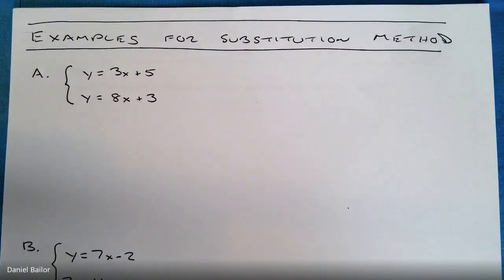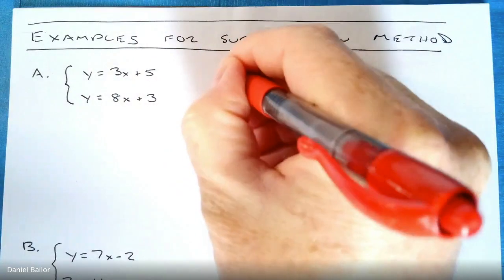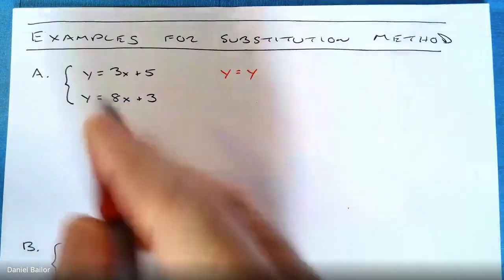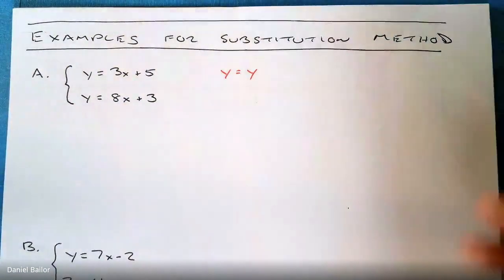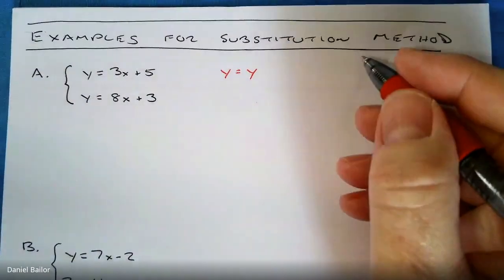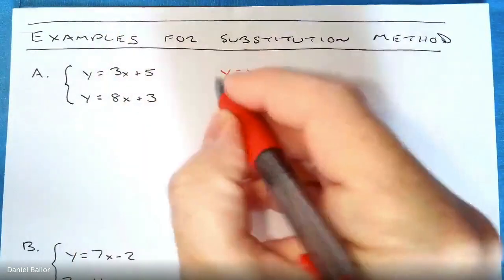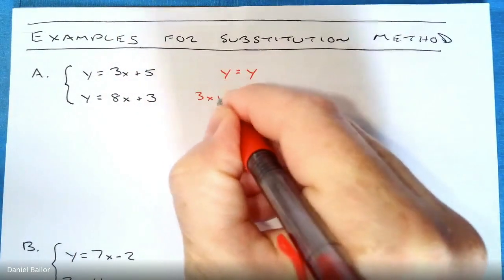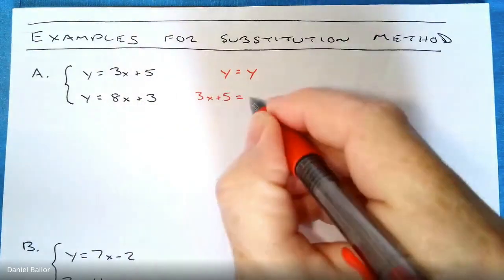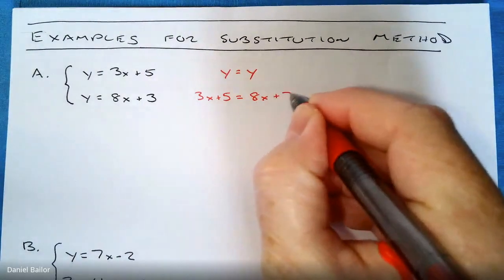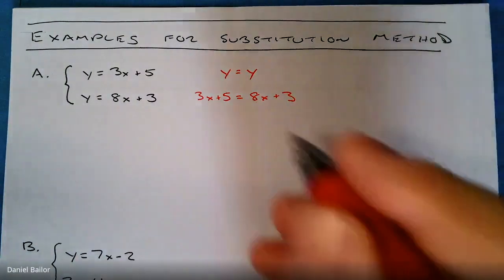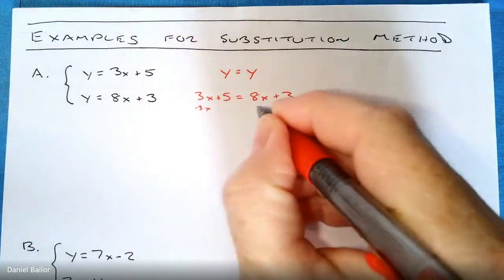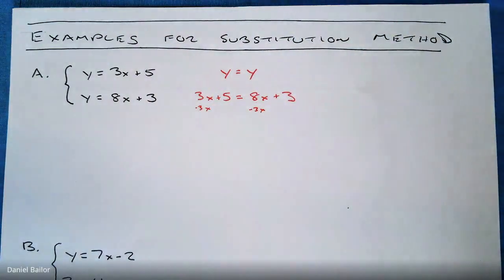This worked well with the substitution method from lesson 27 because you know that y equals y, and both of these are in slope-intercept form. So all you have to do is take the first y, 3x plus 5, and set it equal to the next y, 8x plus 3. Then you use your properties to solve. I'm going to use the subtraction property of equality, subtracting 3x from both sides.